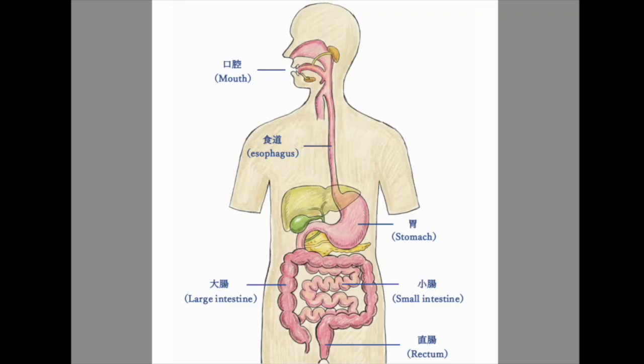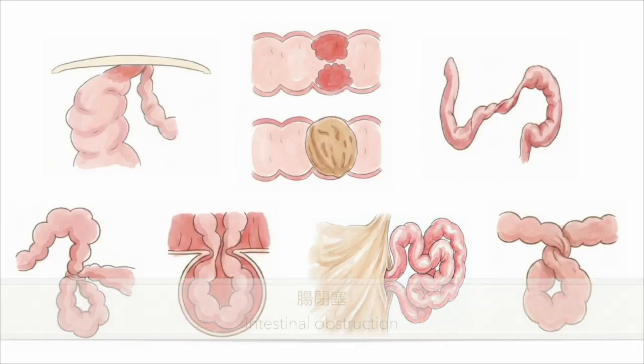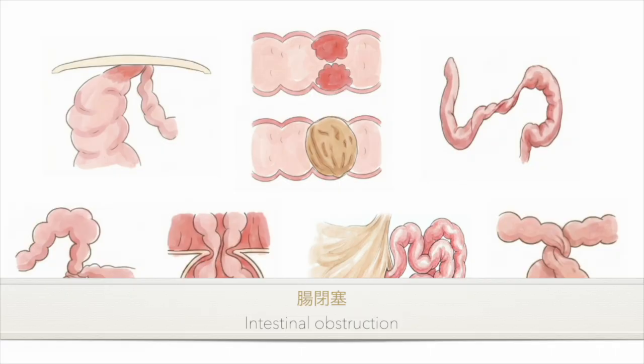The second cause is that the small intestine is physically obstructed. This illustration shows the intestine being physically blocked for various reasons. When the pathway is physically occluded, the inside cannot pass and is forced to stagnate, causing the small intestine to dilate. Strictly speaking, when the cause is obstruction of the intestine, this is not ileus, but rather intestinal obstruction.